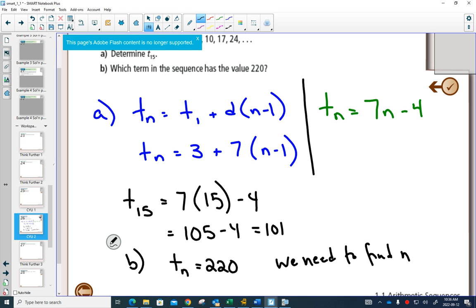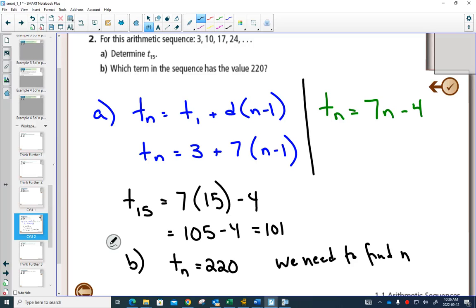So whenever something is asking which term, we're really trying to figure out what the n value is. Which number is it? And this, notation-wise, is another place that's sometimes confusing for students the first time. It's like, how can I know what Tn is? Because it's equal to 220, but I don't know n. How is that possible? Well, there is some term that's equal to 220. We just don't know which one it is yet.